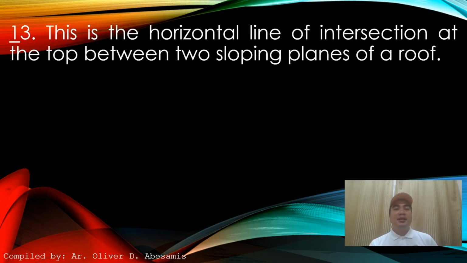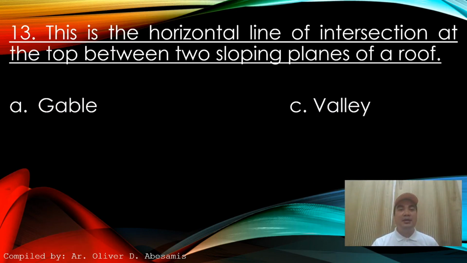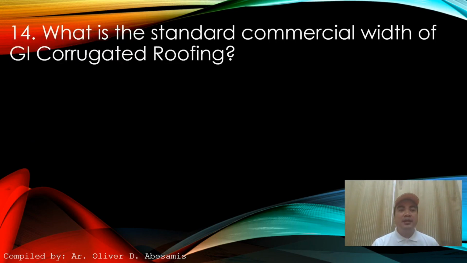Next, this is the horizontal line of intersection at the top between two sloping planes of a roof. A. Gable. B. Ridge. C. Valley. And D. Hip. Answer? B. Ridge.